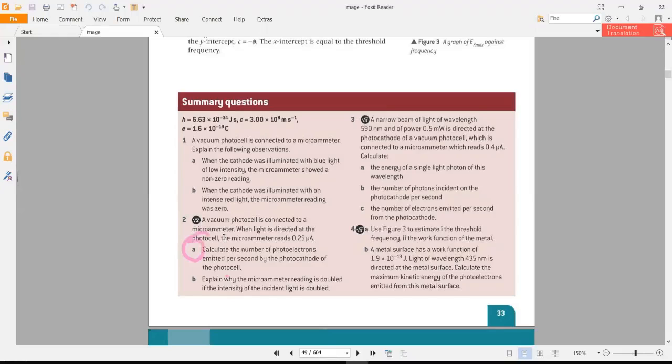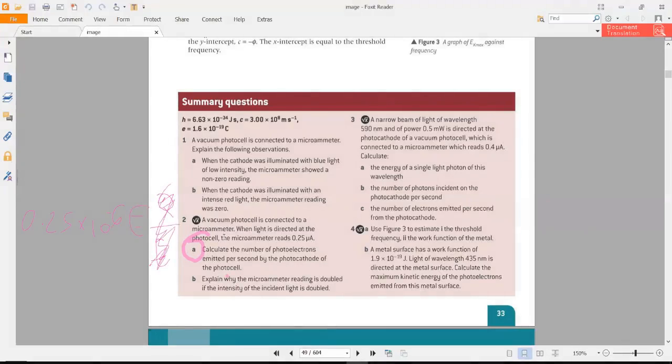Let me do part A. Number of photoelectrons. So 0.25 times 10 to the power minus 9. Minus 6 or minus 9? This is microampere. Microampere, so minus 6. So minus 6. That is nanoampere, okay?